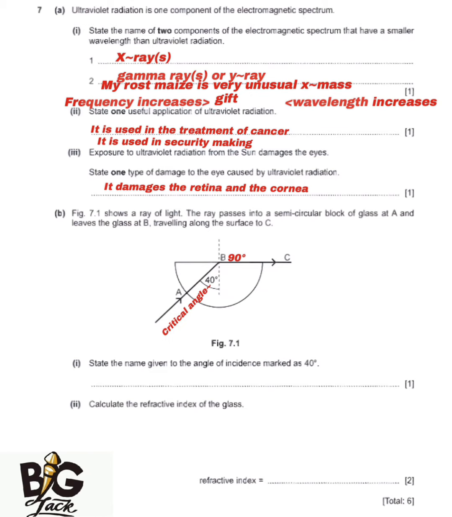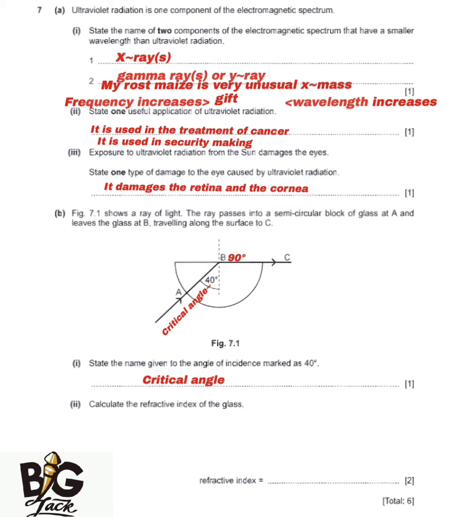So we are no longer going to call 40 degrees the angle of incidence, but the critical angle. Okay, so Roman numeral number 1 is saying, state the name given to the angle of incidence marked as 40 degrees. It is called the critical angle.